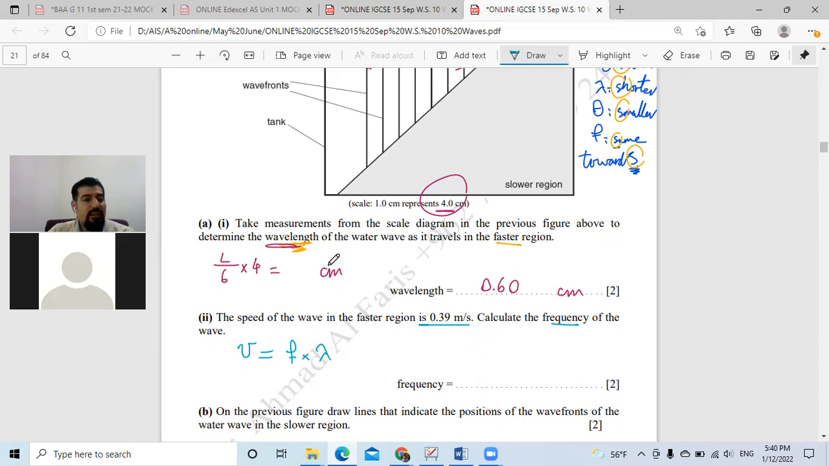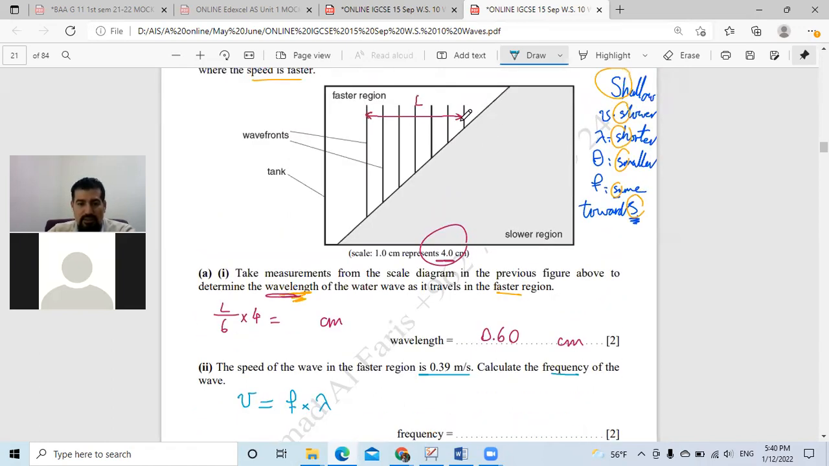Why did you write 0.6, but actually it is 2.4? I don't know. They send me the answer. Okay, hold on. How much did you measure the whole length here? 3.8. Okay, so let's say 3.8 or 4 centimeter. Divide by 6. How much? Multiply by 4. Why do I multiply by 4?